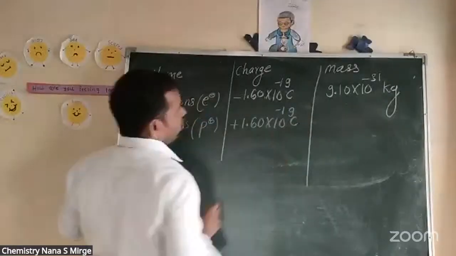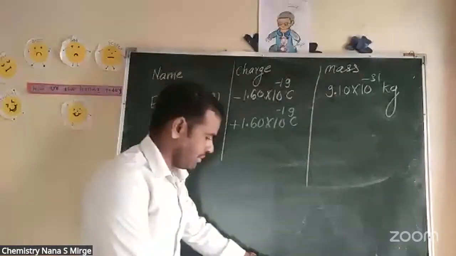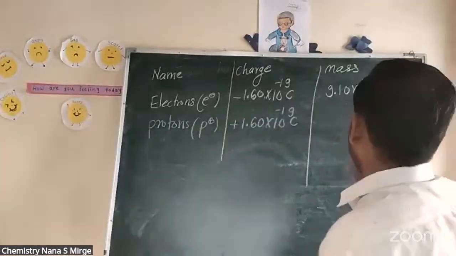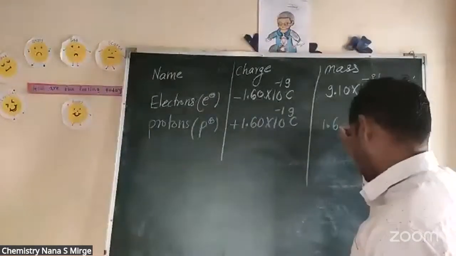Then you have the proton, another particle. The proton's symbol is P with a positive sign on top. It has the same charge magnitude, but positive: 1.60 into 10 raised to power minus 19 coulomb. And the mass is different, look here: the mass of a proton is 1.67.